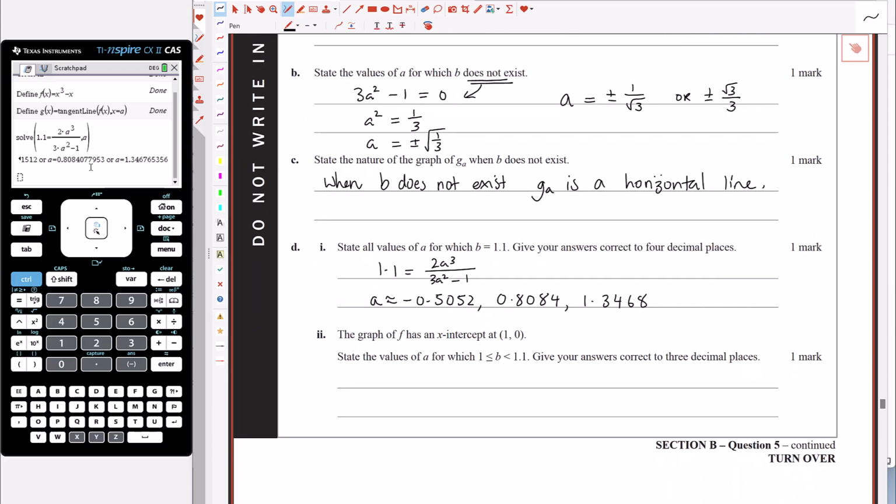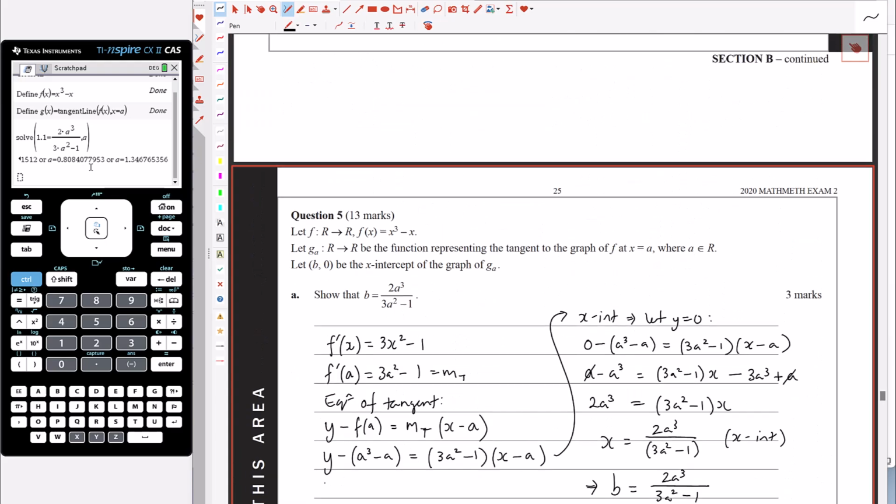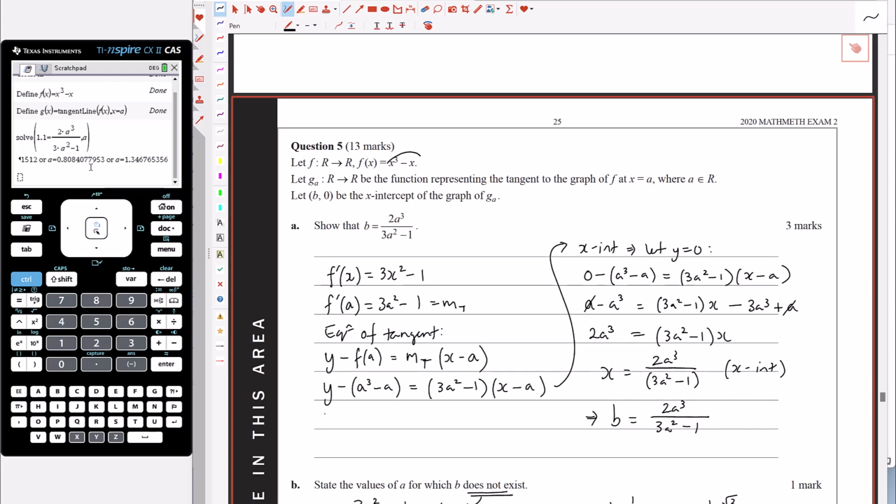Okay, the graph of f has an x-intercept at 1, 0. State the values of a for which b is between 1 and 1.1. Okay, so remember what we're looking at here. Let's stay focused on what we're dealing with. So this is a cubic with an x-intercept at 0 and x-intercepts at plus and minus 1. So it's a positive cubic. That's what it looks like.